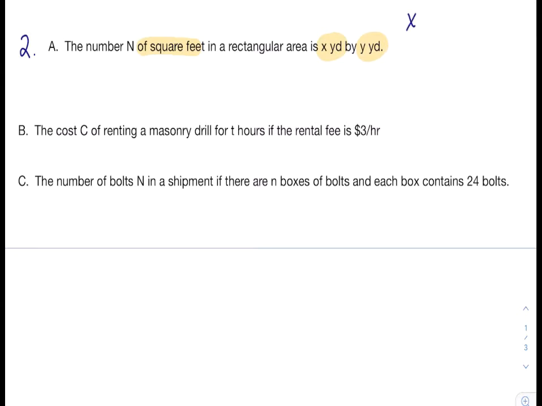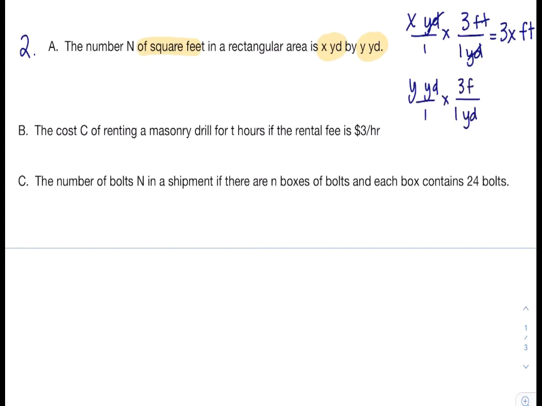So right now I have X yards, and let's convert that to feet since we know that 1 yard equals 3 feet, which tells me I can write this as 3x, and then my units will be in feet. So you can see where we have a little additional work here. Same thing for Y yards. 1 yard is 3 feet. And so we would have 3y feet.